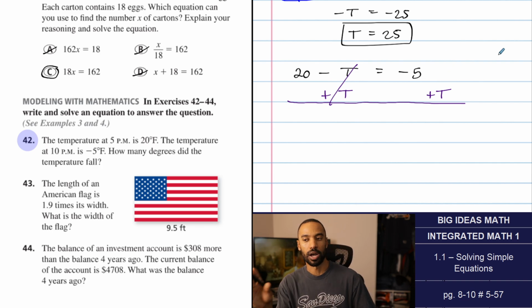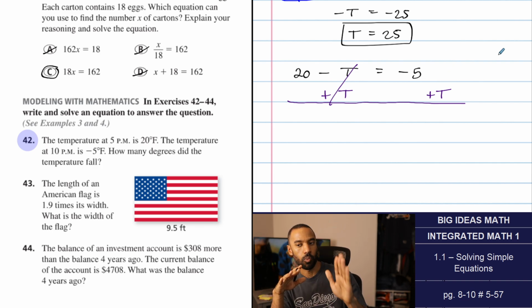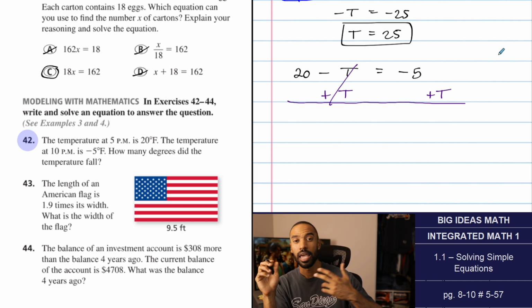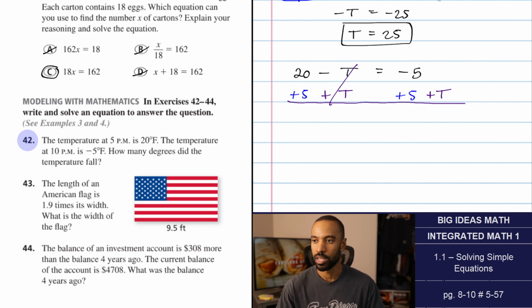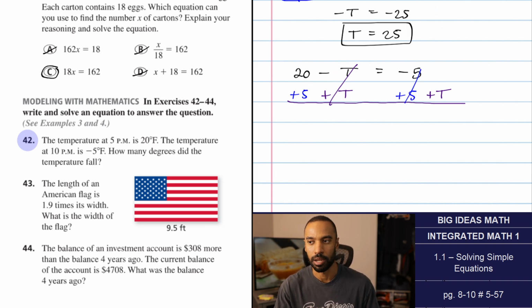Now, if that's your one step in getting there, now it's at 20 equals negative 5 plus t. If you'd like to, on the exact same step, I added t to this side to make it positive. I want to get t by itself. Take that negative 5 and let's add it over. Combine it with that 20. You can do that in the same step if you'd like to. It's kind of up to you.